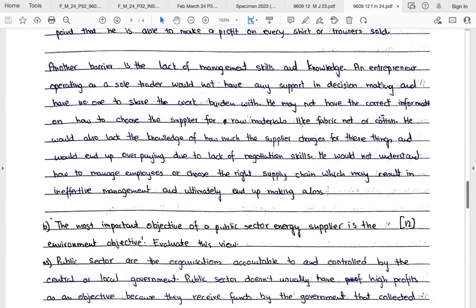He may not have the correct information on how to choose the supplier for raw materials like fabric, net, or cotton. He would also lack the knowledge of how much the supplier charges for these things and would end up overpaying due to the lack of negotiation skill. This is a good application or good development of the analysis. He would not understand how to manage employees or choose the right supply chain, which may result in inefficient management and ultimately end up making a loss.